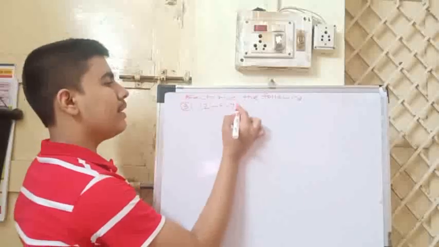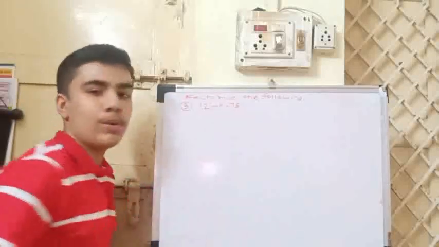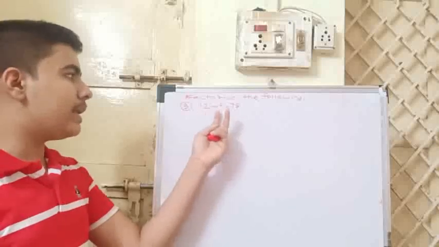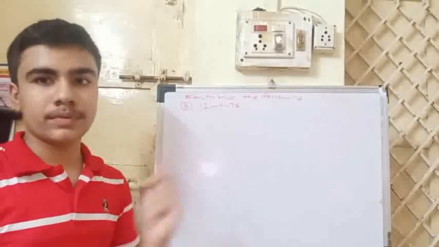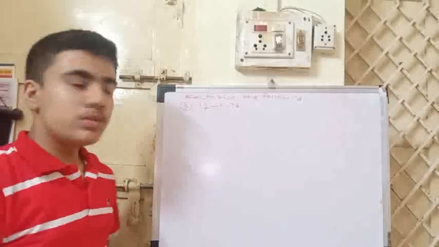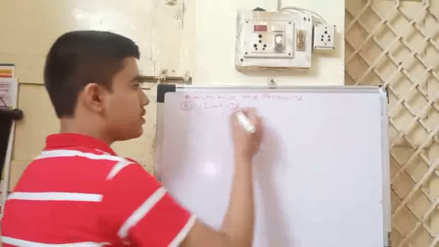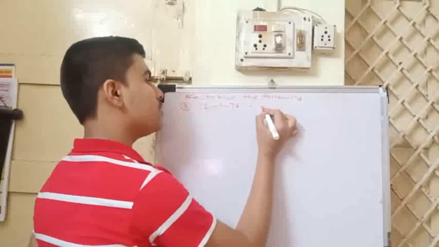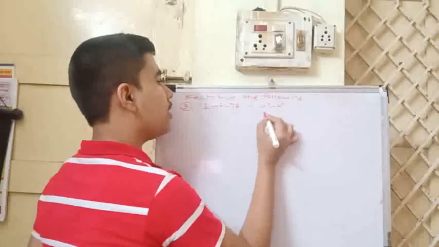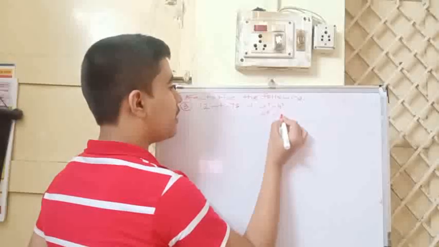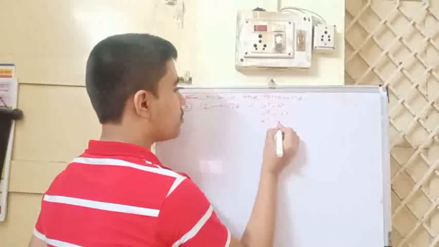Now here, 12m square minus 75. In this expression only two terms are there, 12m square and minus 75. So for doing this, first we have to think about how many identities support only two terms. They are a square minus b square, then a cube minus b cube, and a cube plus b cube.